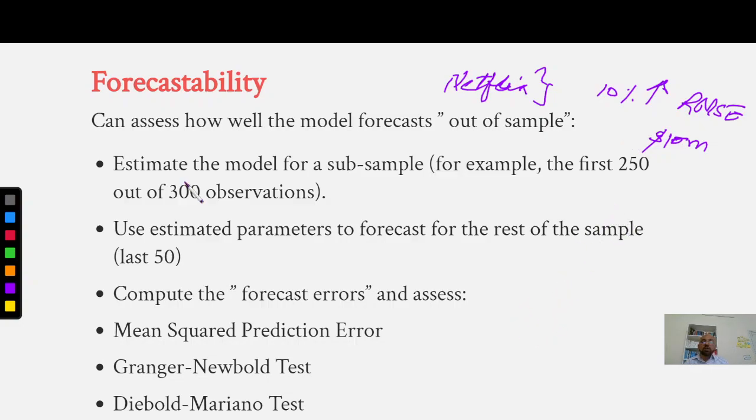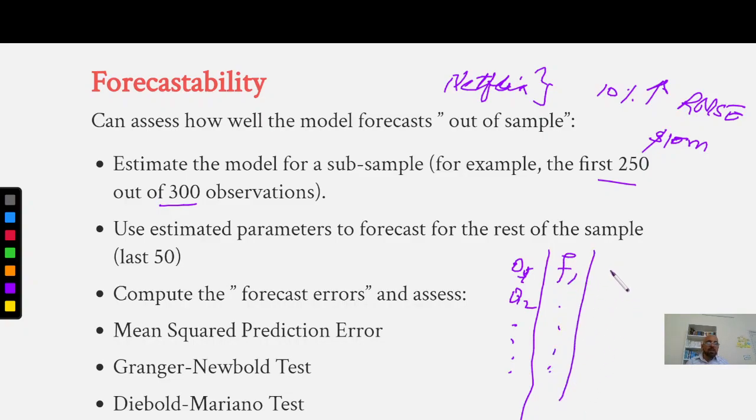Anyhow, if you have 300 observations, for learning purposes you may use 250 observations, and the remaining 50 observations are retained, and those 50 observations are your actual values. These are your actual observations, and these are your forecast observations. Then you see the gap between them, and that is your forecast error.